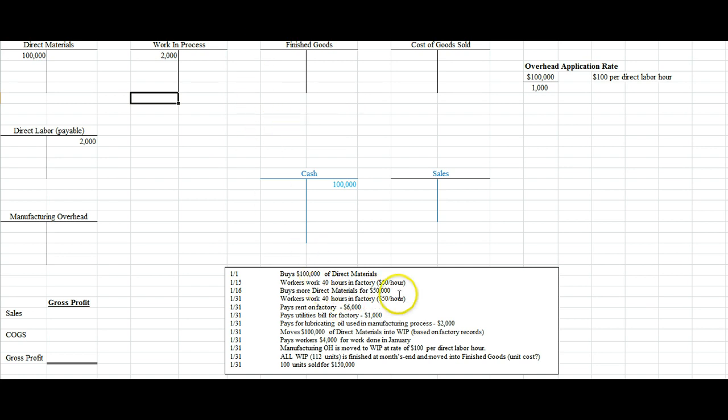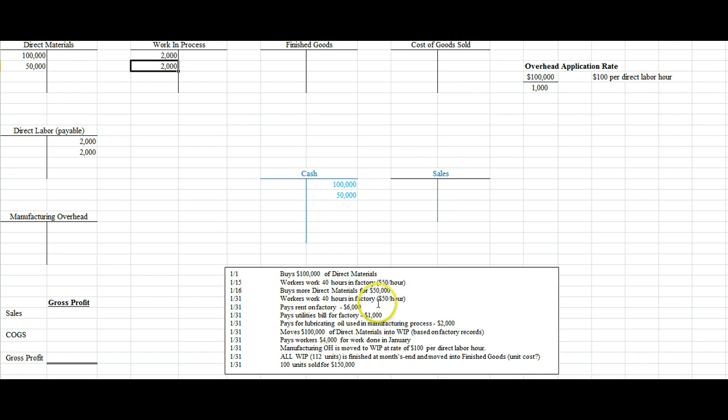Then we buy more direct materials for $50,000. Direct materials is an inventory account. Inventory is an asset which increases with debits. That's, again, to keep it simple, let's assume that we are paying cash. Then our workers work another 40 hours. We look at their time cards. We see that they work another 40 hours. So that's another $2,000. We put that into work in process.